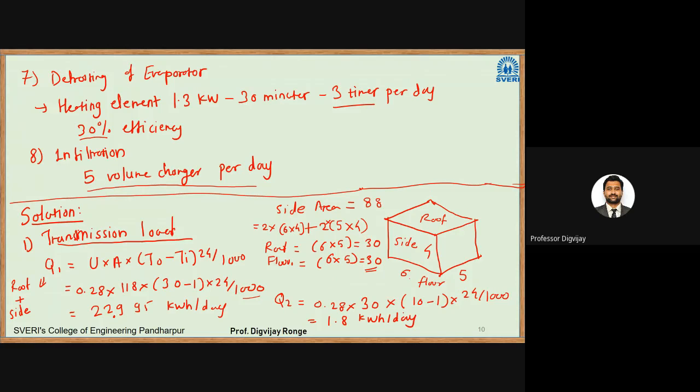Okay, so thus we have calculated the transmission load. Transmission load means whatever heat is carried inside by conduction and convection. The second load we have is the product load. In our case, the product is nothing but apple. So the heat carried inside by the apple, that we have to consider. Second will be product load.